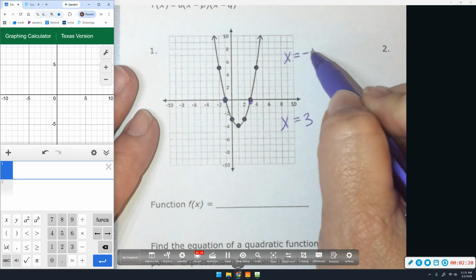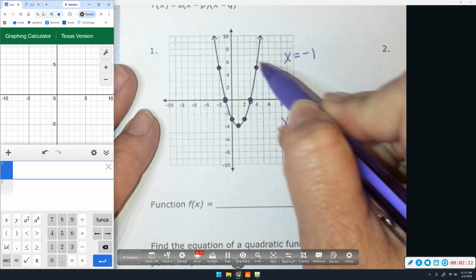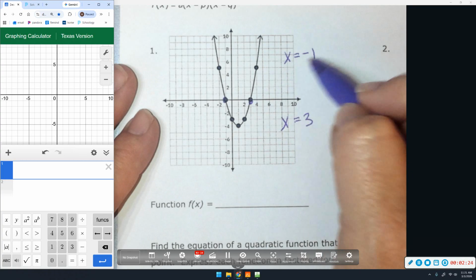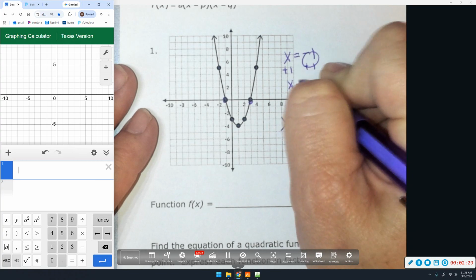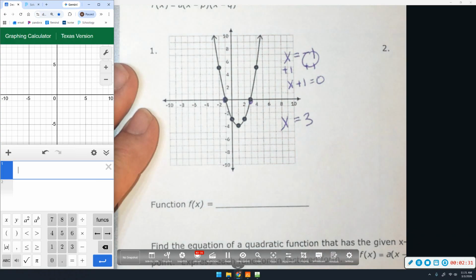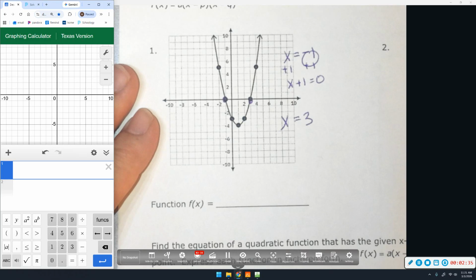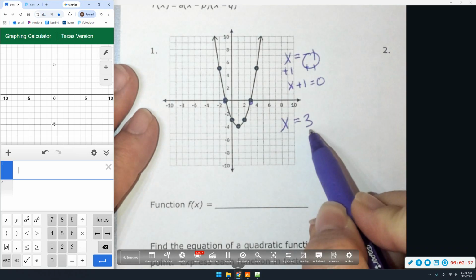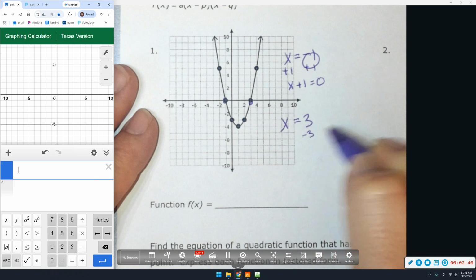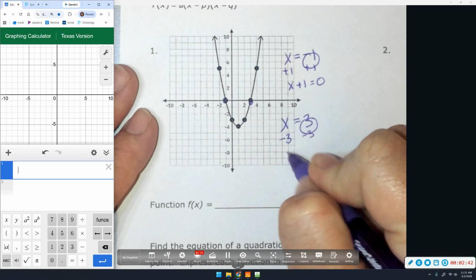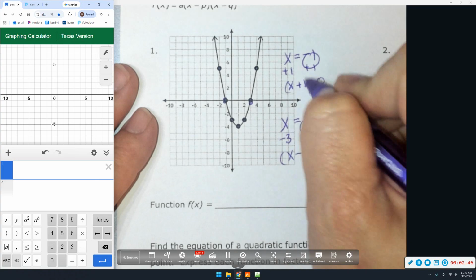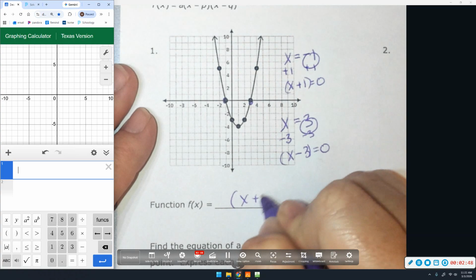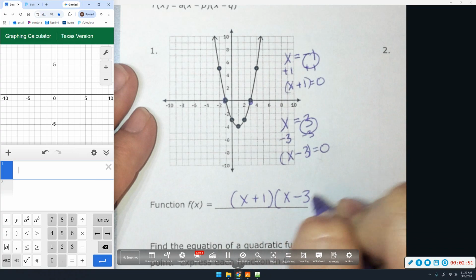Now, how would I make this equal 0 to move the number back? Because remember, we're going backwards now. I'm going to add 1. And then I get x plus 1 equals 0, right? How would I make this one equal 0? Minus 3. And I get x minus 3 equals 0. Well, aren't those my 2 factors now? For factored form, I have x plus 1 and x minus 3.